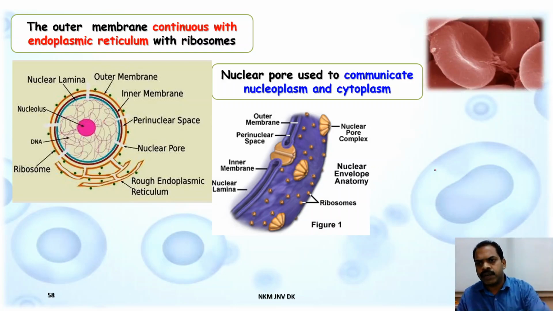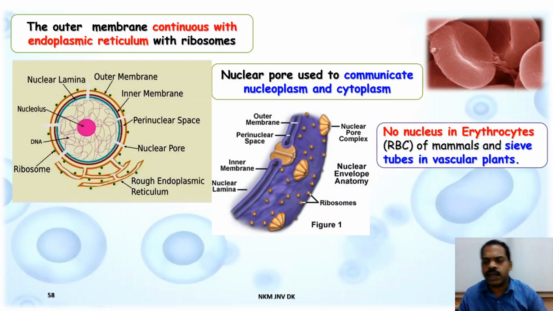Very importantly, there are particular cells or tissues without a nucleus. The erythrocytes, commonly called RBC, of mammals don't have a nucleus. The only mammal which has nucleated RBC is the camel. And the sieve tubes of vascular tissue, that is, in the phloem tissue of vascular plants, angiosperms and gymnosperms, also do not have a nucleus. This is a very peculiar feature of these two types of tissues.